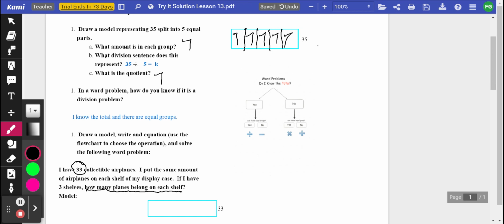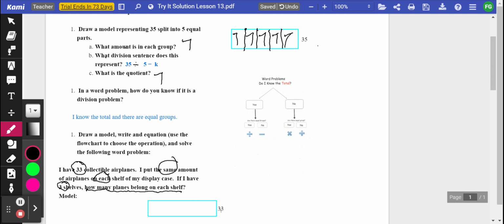Okay, so that's an answer, first of all, to that question. Do I know the total? Yes, there are 33 total collectible airplanes. I put the same amount of airplanes on each shelf. That's an important word. That's telling me that it's the same thing happening, right? So they are equal groups. And I have 3 shelves that they're going to be split upon. Okay, so if I'm doing that, then yes, I know the total. Yes, there are equal groups, so that's a division problem.